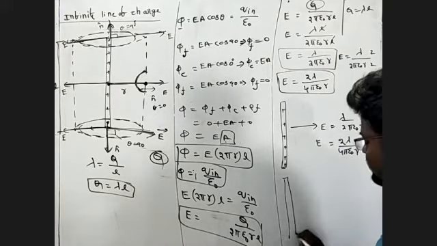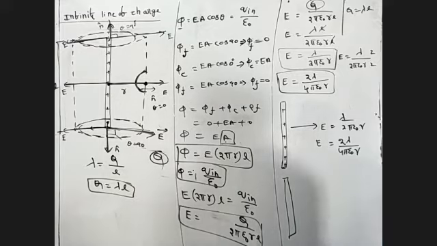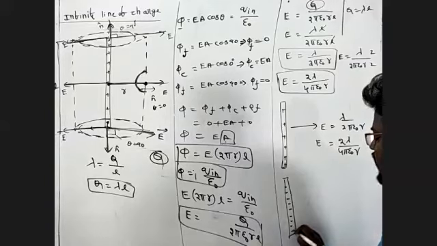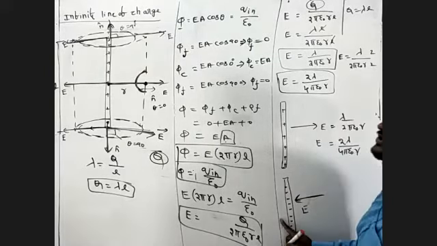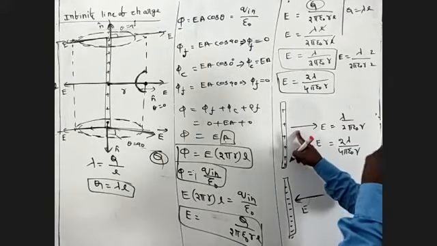Now this is a wire, an infinite wire. Negative charge is distributed uniformly along the wire. The direction of electric field is towards the wire. This is the direction of electric field.